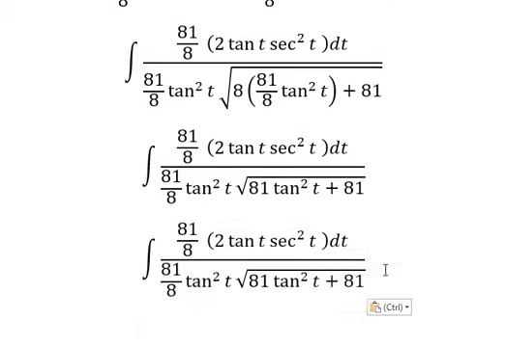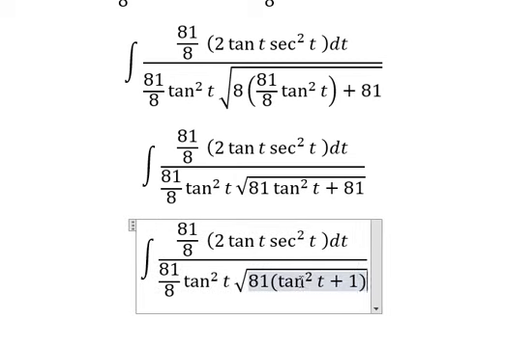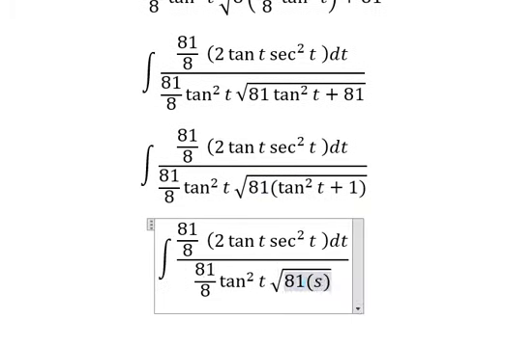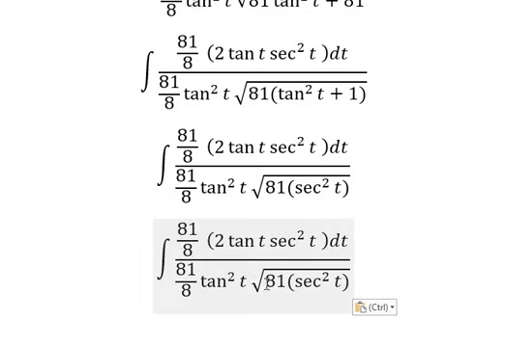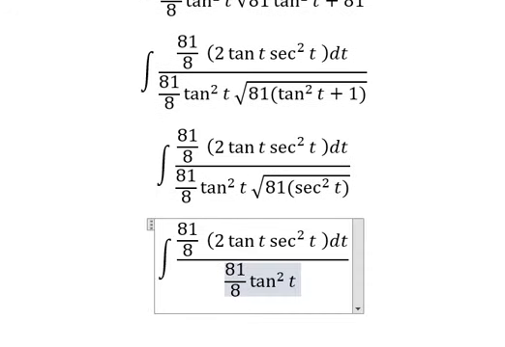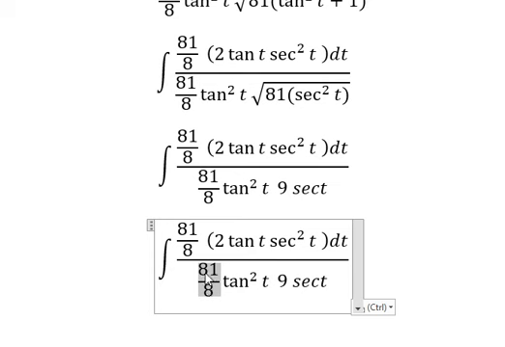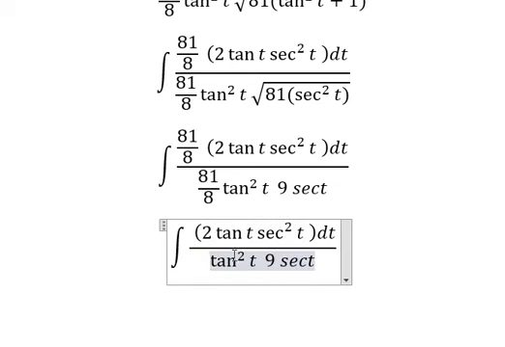So 81 we can do factorization. So this one we change by secant of t square, and this one we have 9 secant of t. Now we need to simplify this one and this one. So we simplify tan t secant of t.